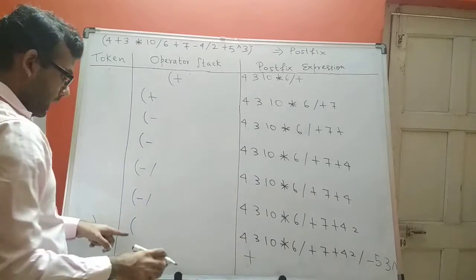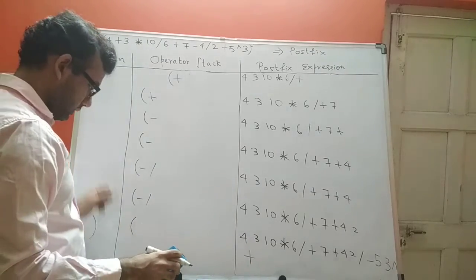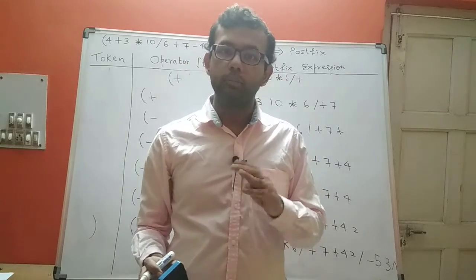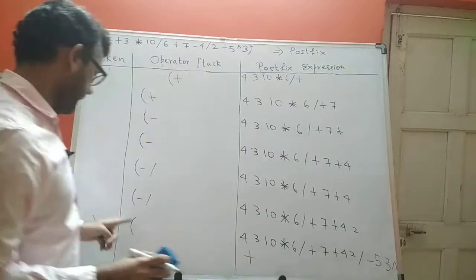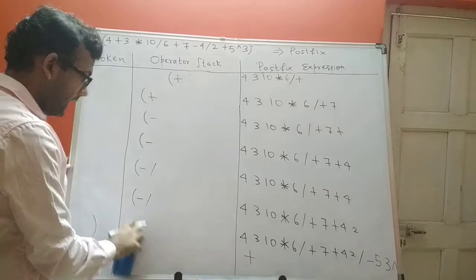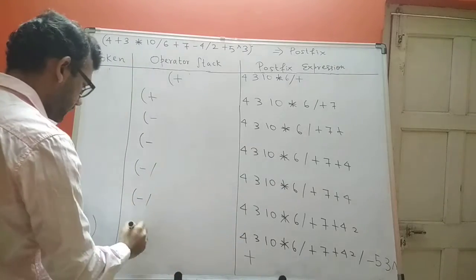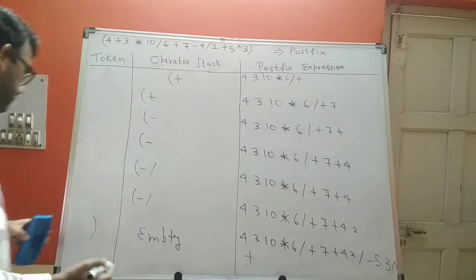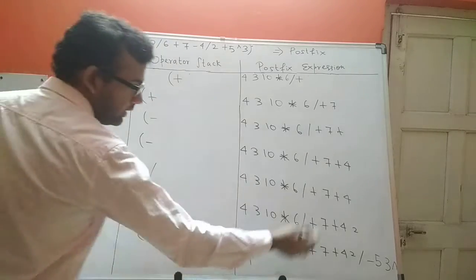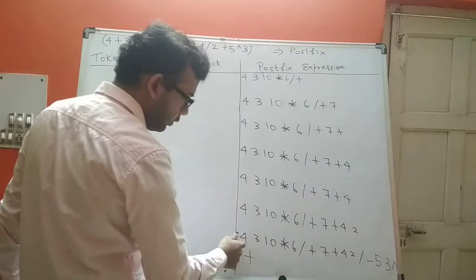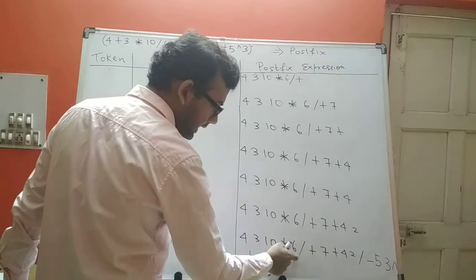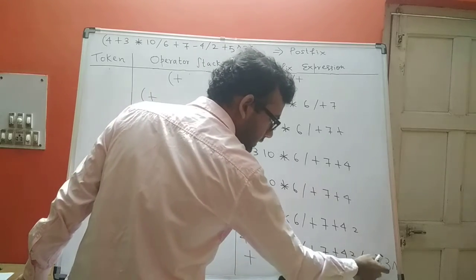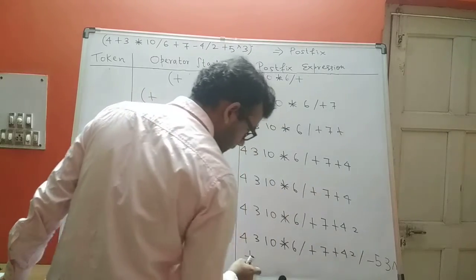And then I encounter an opening parenthesis. The moment I encounter an opening parenthesis, I will pop that opening parenthesis from my stack, but I'll not add it to the output. So at this point, my stack becomes empty and I stop the process. So this is my final postfix expression: 4, 3, 10, star, 6, divide, plus 7, plus 4, 2, divide, minus 5, 3, caret, plus.